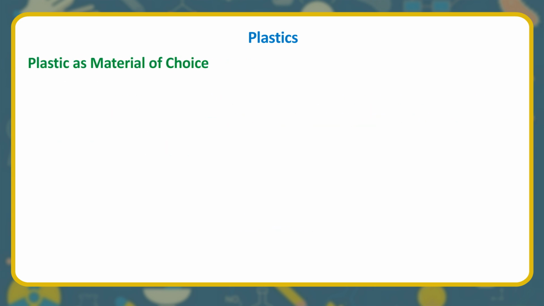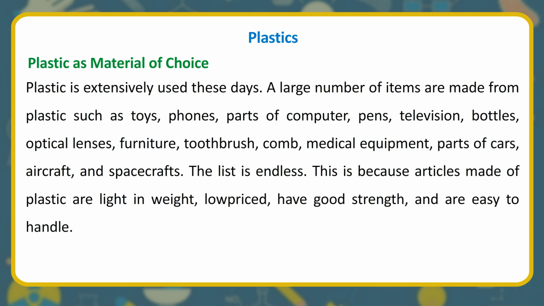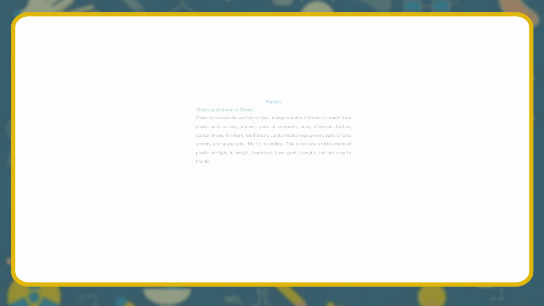Plastic as material of choice. Plastic is extensively used these days. A large number of items are made from plastic such as toys, phones, parts of computer, pens, television, bottles, optical lenses, furniture, toothbrush, comb, medical equipment, parts of cars, aircraft, and spacecrafts. The list is endless. This is because articles made of plastic are light in weight, low priced, have good strength, and are easy to handle.